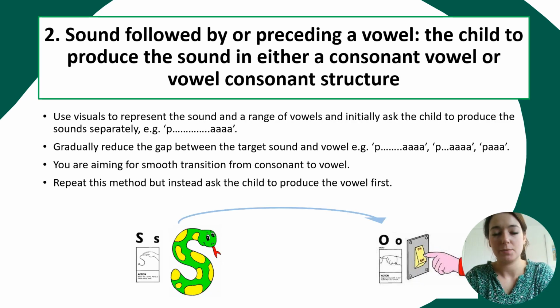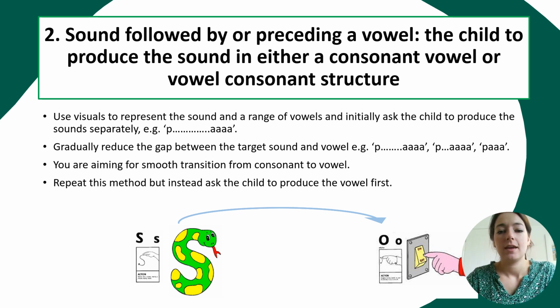Once the child is able to produce a clear sound in isolation, for example P or S, then you can move on to adding a vowel. You need to combine the sound with a range of vowels, but not all children are able to do this straight away, and they need to build up with practice. What we are aiming for is a smooth transition from the consonant to the vowel. For example, si, su, sa.